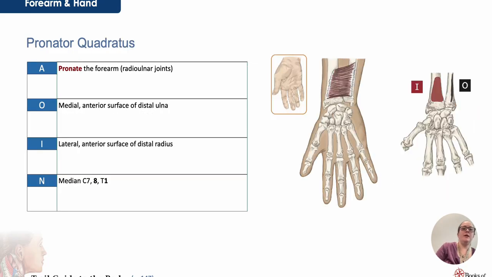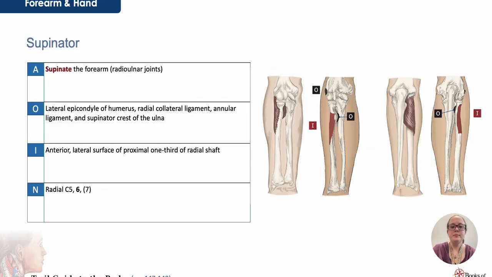Okay, so you had your pronator quadratus. Now you have your supinator. This one says, oh, for God's sakes. Yeah, that's what she said. I told you the forearm sucks. I hate it. I hate it too.